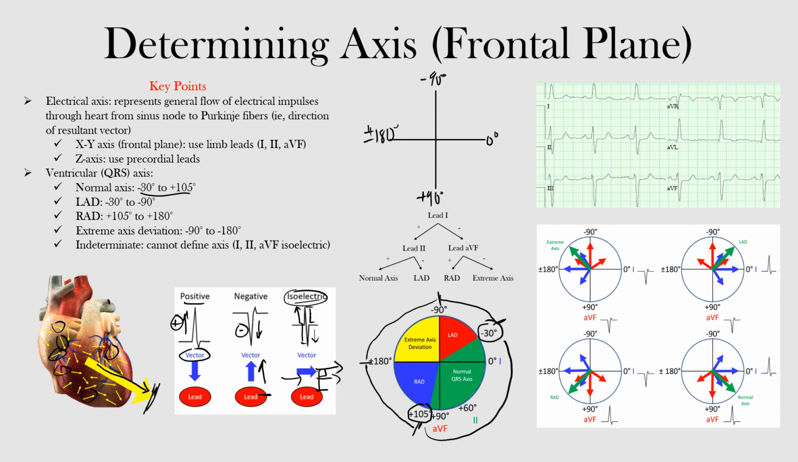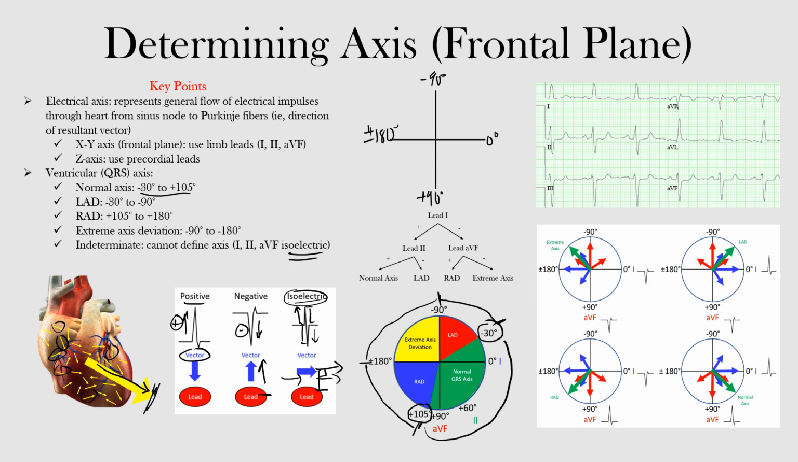Now we can have something called indeterminate axis, and this can occur in a few different ways, but one way is if we have leads 1, 2, and AVF, the leads we'll focus on, if they're all isoelectric. That means we cannot determine the actual axis because there's no vector that's actually heading more strongly towards one of those leads.